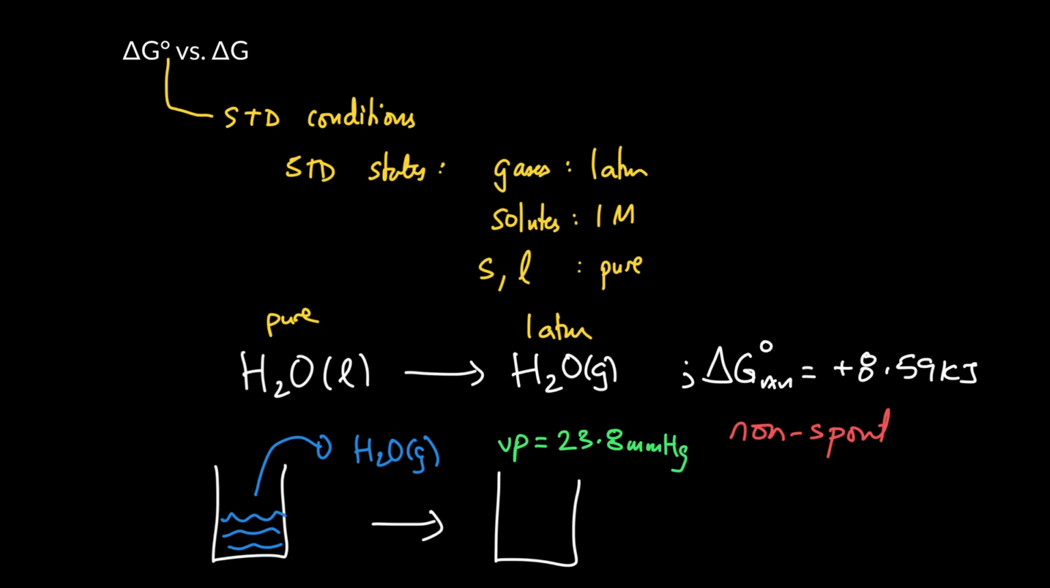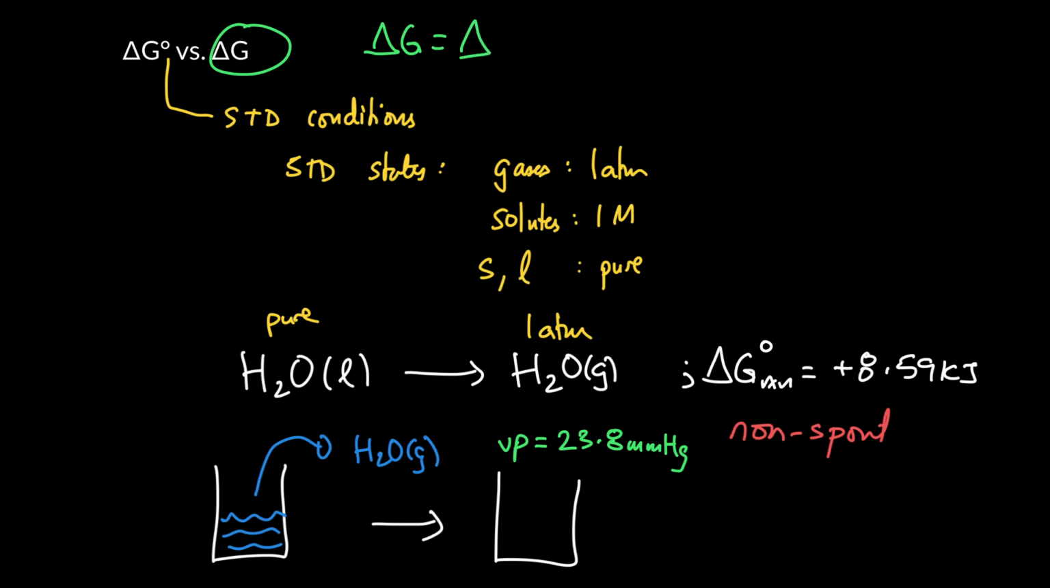Of course, this throws down the gauntlet. How do we calculate delta G under non-standard conditions? How do we calculate whether water will evaporate and give a vapor pressure of 10 millimeters of mercury or 20 millimeters of mercury? How do we know if that is allowed? That means we have to calculate delta G instead of delta G standard. There's a very nice equation for this that we're not going to derive. We're simply going to write it down.